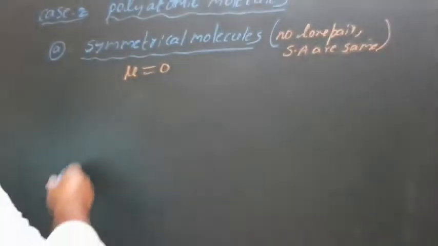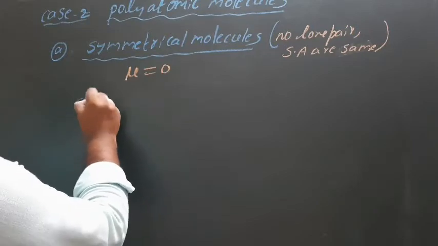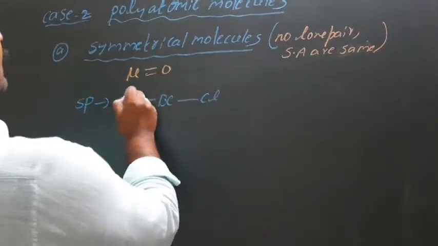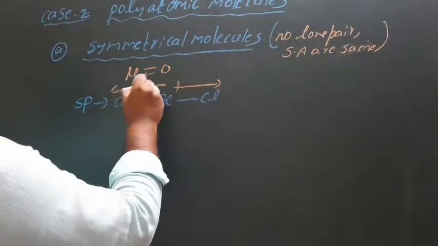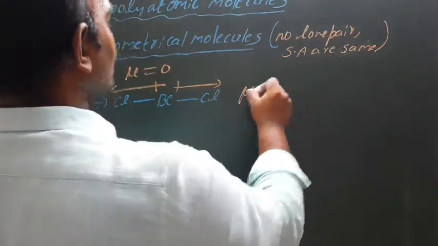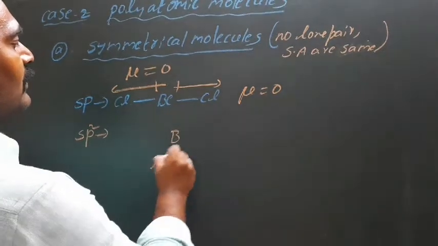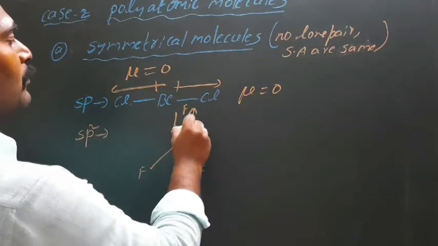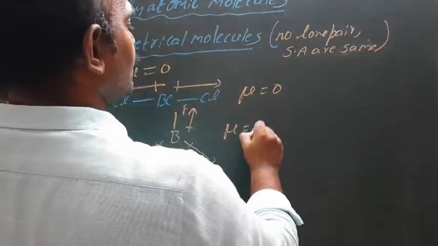Now see here, suppose beryllium chloride. Here the hybridization is sp. The bond dipole moments are in opposite directions. In the case of sp hybridization, the shape is linear, so the resultant dipole moment is equal to 0. Now coming to an example of sp2 hybridization, boron trifluoride. Here the central atom has no lone pair, and the bond moments are towards the fluorine atoms. Here also the dipole moment is equal to 0.